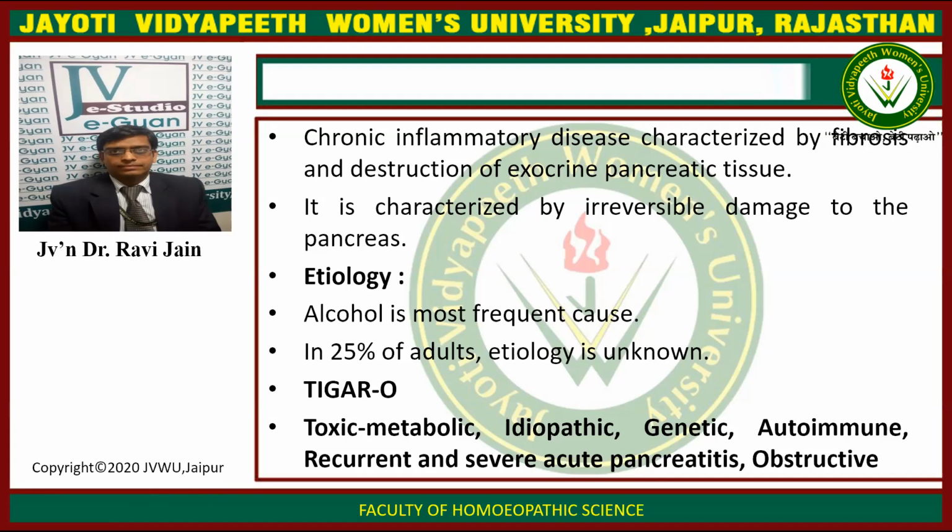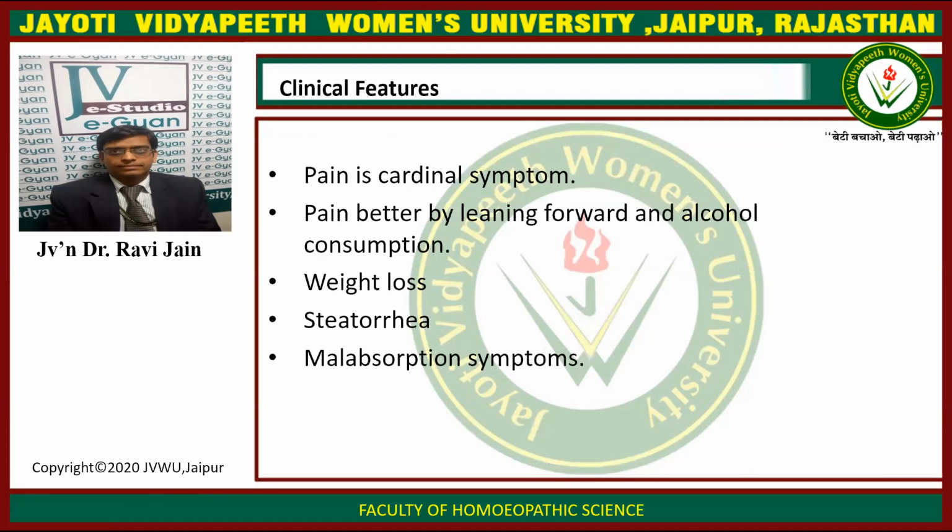The etiology: alcohol consumption is the most common cause of chronic pancreatitis, and in 25% of adults, the etiology remains unknown. The other etiological conditions are covered by TIGAR-O, that stands for toxic, metabolic, idiopathic, genetic, autoimmune, recurrent and severe acute pancreatitis, and the other one is obstructive.